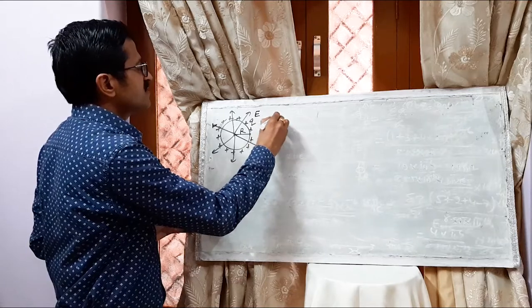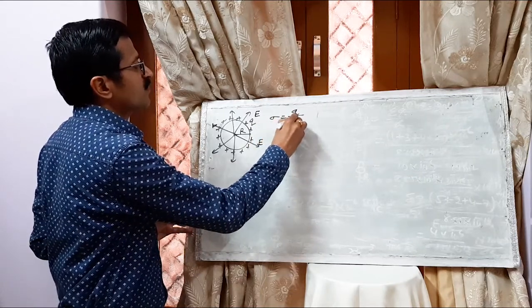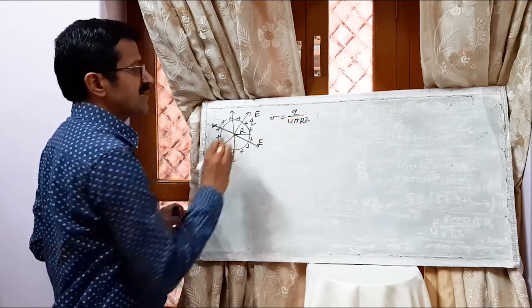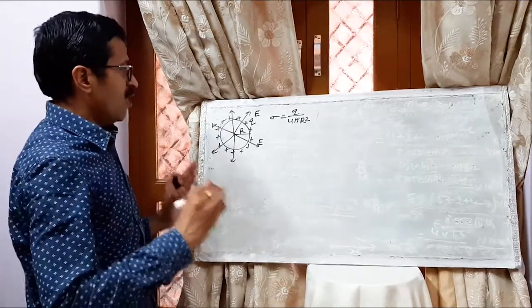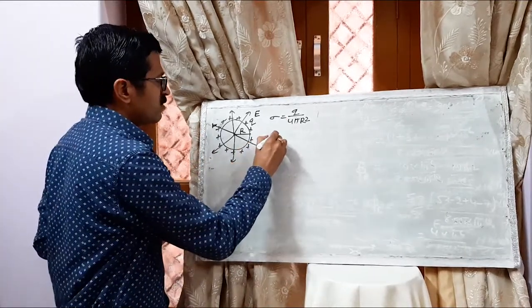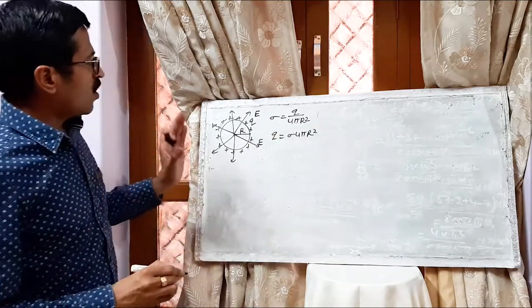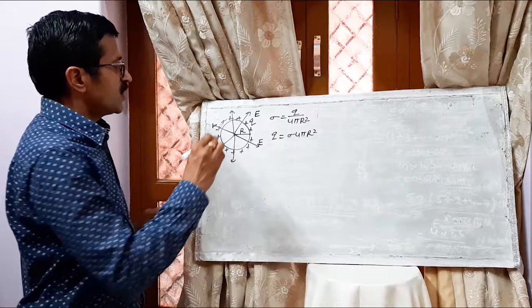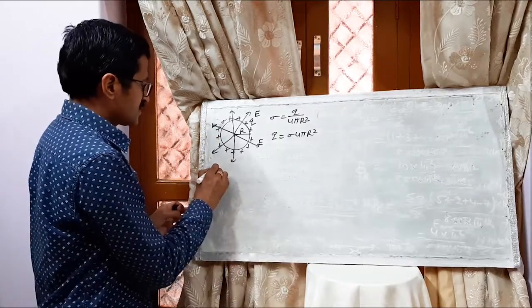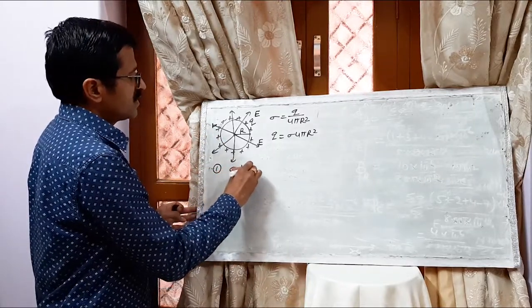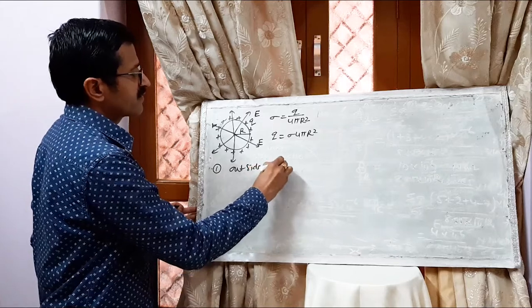Its surface charge density sigma is equal to Q upon 4 pi capital R square, where capital R is the radius of the sphere. Now, if we have to find Q, then it is sigma into 4 pi R square. Now, how to find electric field intensity due to it? There are several cases. First case is outside. Outside means small r greater than capital R.